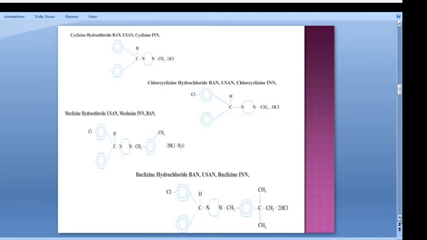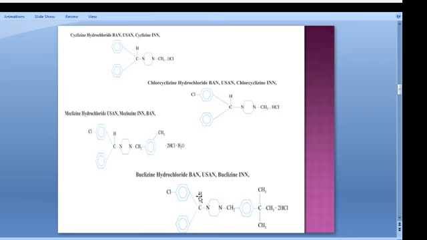Now the next one is cyclizine derivatives, otherwise called piperazine derivatives. What drugs come under piperazine derivatives or cyclizine derivatives? It contains many drugs like cyclizine, chlorcyclizine, meclizine and buclizine. Here we have to study chlorcyclizine, meclizine and buclizine. This is the base structure, piperazine. These are all the basic structure of piperazine.